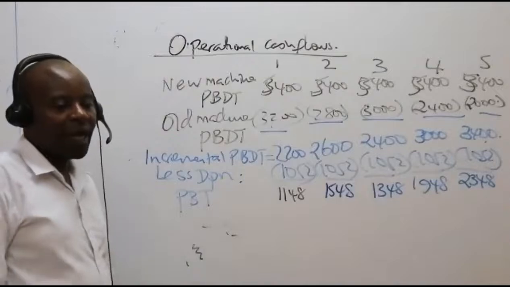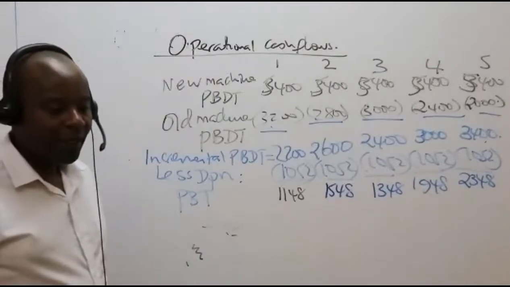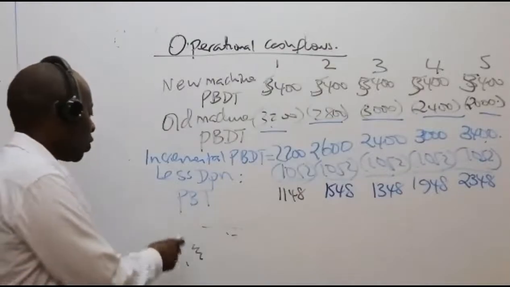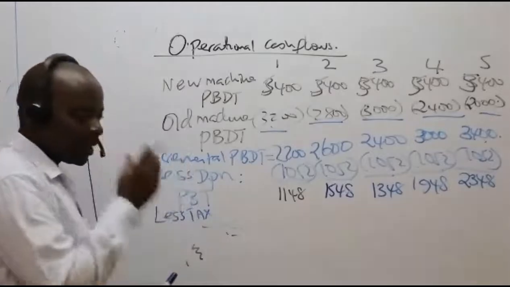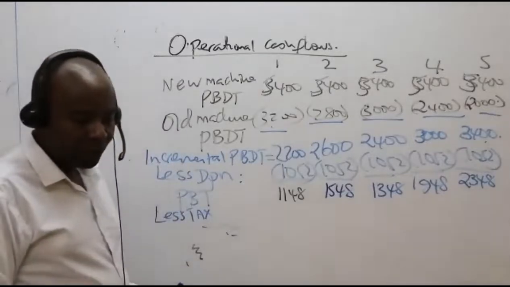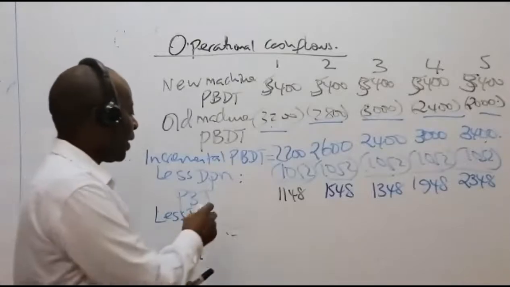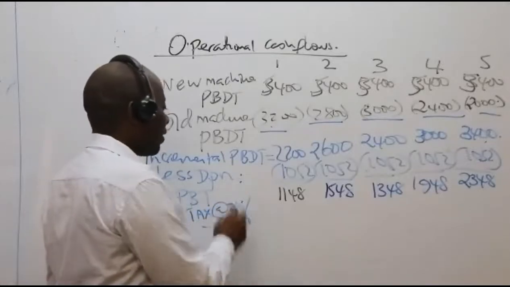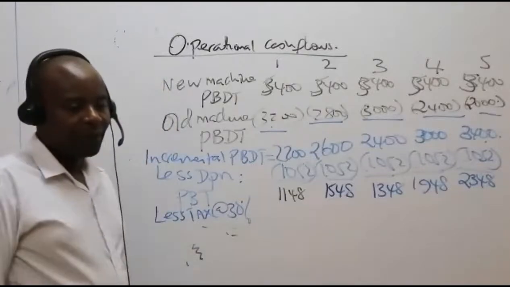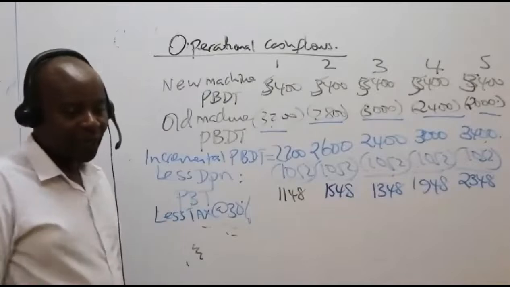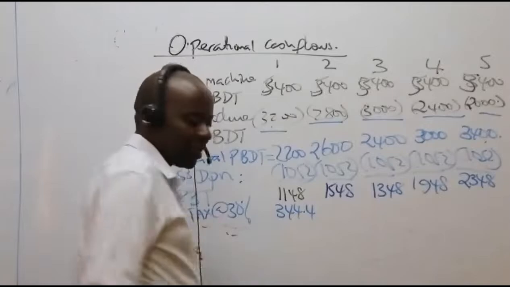The next thing itakuwa ni gani, somebody? We less tax. Thank you very much. So we less taxation. They have given us the rate, a rate of 30%. So 30% of 1148 gives me what figure? This gives me 344.4.